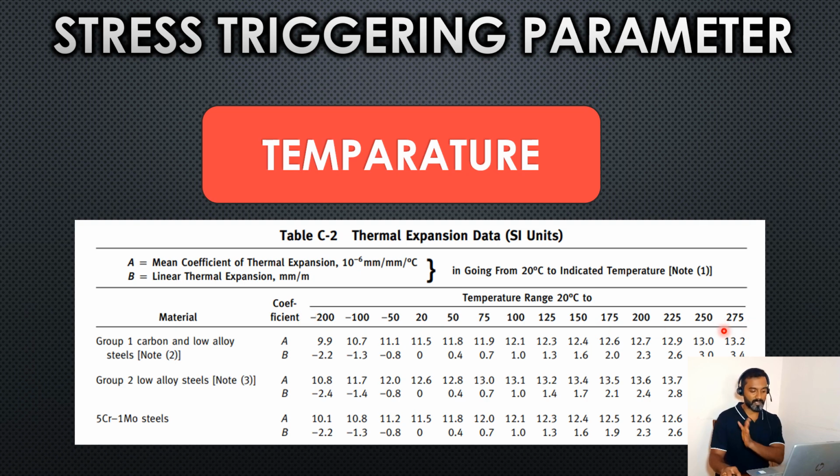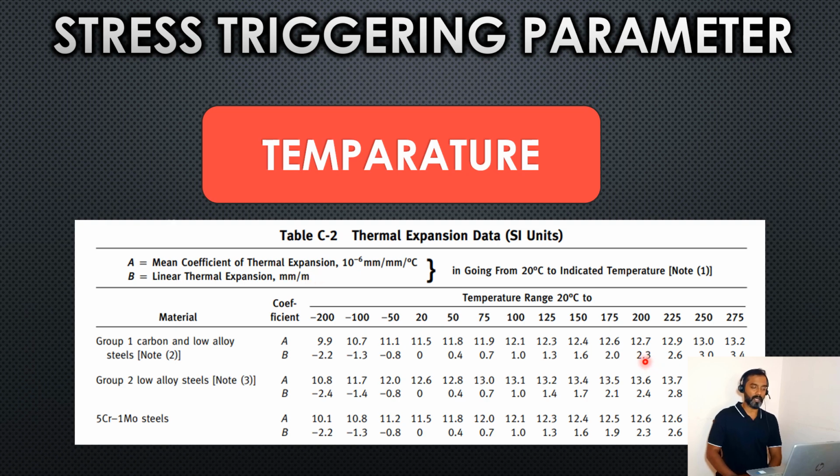If you go to the next page, the temperature goes beyond as well actually. But for our understanding, let's take 100 degrees Celsius. For 100 degrees Celsius, for every 1 meter, 1 mm is the expansion. Imagine for 100 degrees Celsius, for every 1 meter, 1 mm is the expansion. So for every 200 degrees Celsius, the expansion is 2.3 mm.